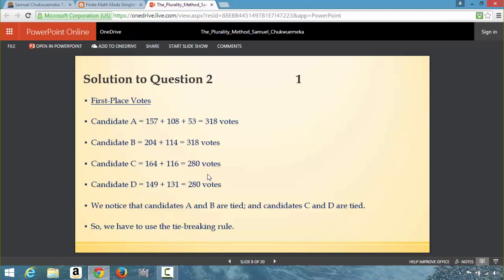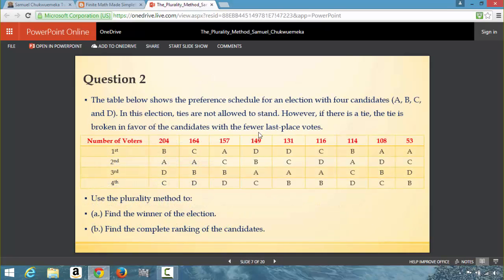That means because we see a tie, we have got to use the tie-breaking rules. A and B are tied, C and D are tied, and we need to find the winner of the election, and we also need to rank the candidates: first, second, third, fourth. So the tie-breaking rule, if we go back here, is that the tie is broken in favor of the candidate with the fewer last place votes. So what we do now is look at the last place votes because of the tie-breaking rule.